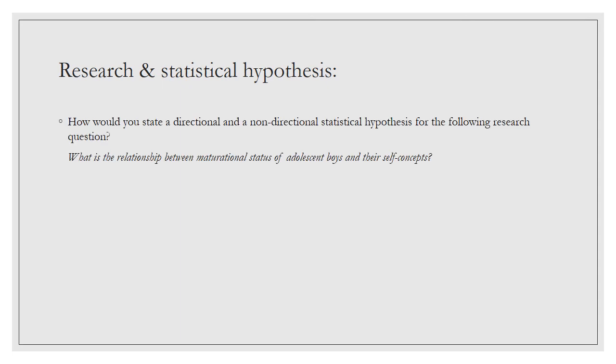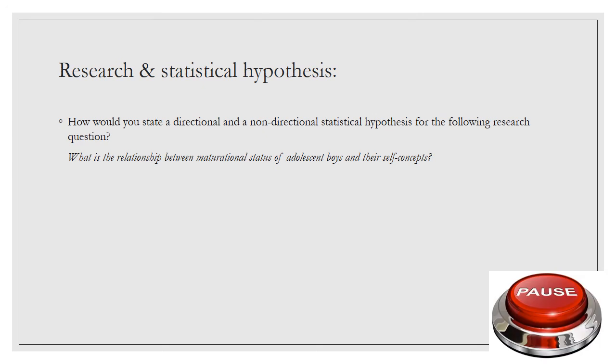So we're going to get a chance to try some of these out ourselves. How would you state a directional and a non-directional statistical hypothesis for each following research question? So the research question we'll examine is, what is the relationship between maturational status of adolescent boys and their self-concept? Remember, for each of the directional and non-directional statistical hypotheses, there's going to be a null and alternative hypothesis. You can go back and review that if you want to take your time here. This is another pause opportunity, of course, and then I'll go over some examples of what a directional and non-directional statistical hypothesis will look like.